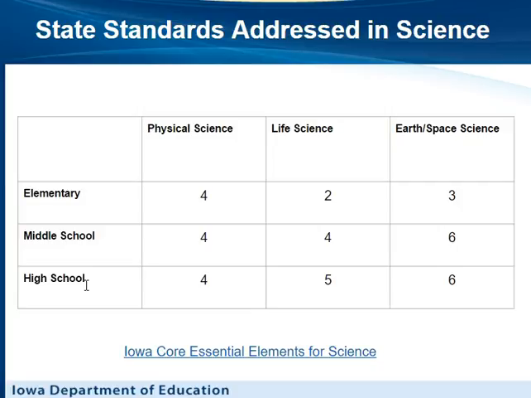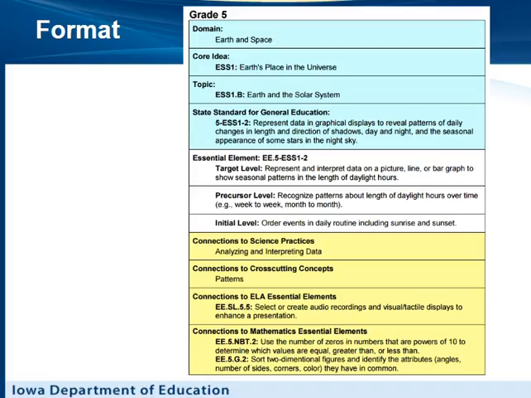And we know that in Iowa, our assessed grades that align with those are grades 5, 8, and 11. So when you look at these numbers and go through the document and the science essential elements, you will see a presentation like this for each one of those.